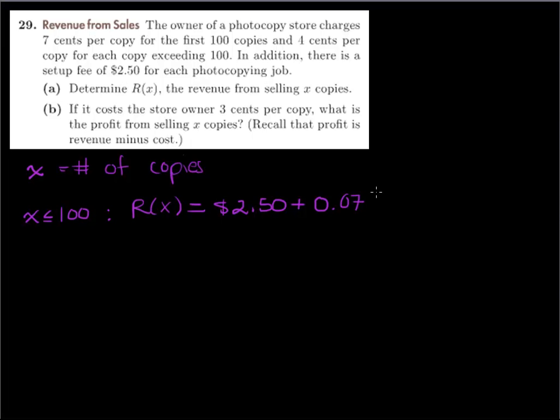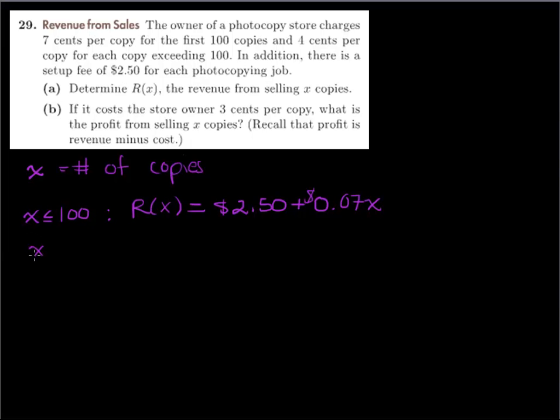So I'm going to take 7 cents times 10 if I have 10 copies, 7 cents times 50 if I have 50 copies, or 7 cents times X if I have X copies. So this is my revenue function, right? $2.50 plus 7 cents per copy. That's my revenue function if I have less than 100 copies.